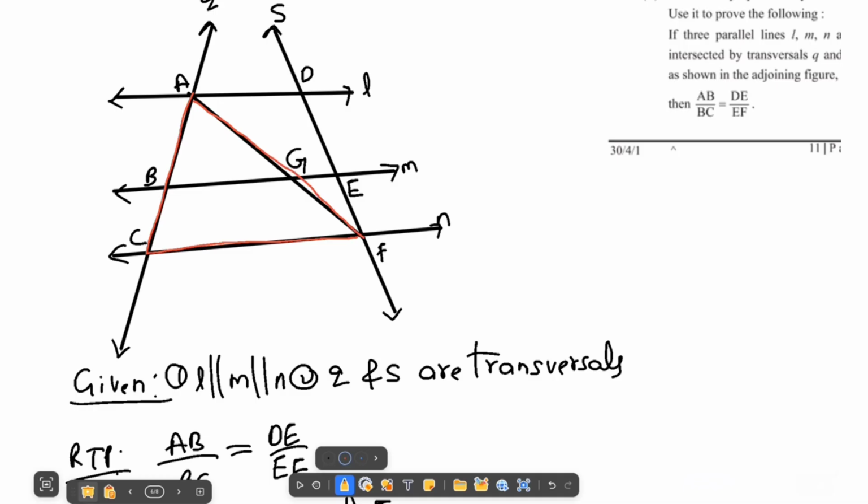In triangle ACF, BG is parallel to CF. So what is the basic proportion theorem? If a line is drawn parallel to one side of a triangle, then that line divides the other two sides in the same ratio. According to basic proportional theorem here, BG is parallel to CF. Why BG is parallel to CF? Because M is parallel to N.